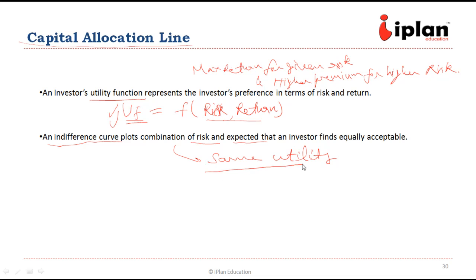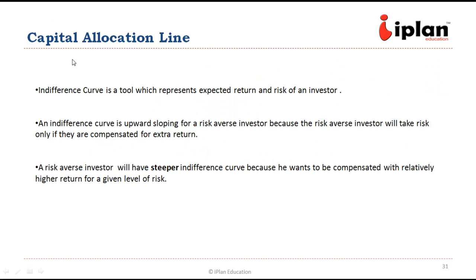So that the investor is indifferent. Any combination of risk and return on that plot gives him the same utility, so he is indifferent to those portfolios. The indifference curve is a tool that represents expected return and risk of the investor, which provides him the same utility. This is upward sloping for a risk-averse investor because he will take risk only when adequate compensation is given for the risk.